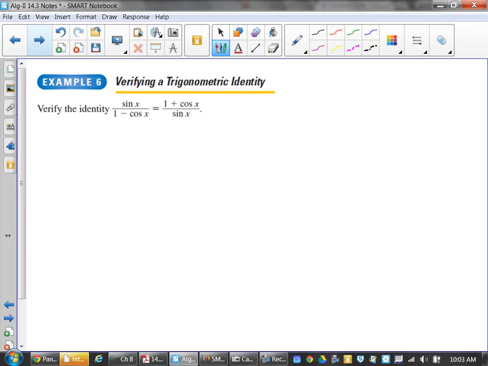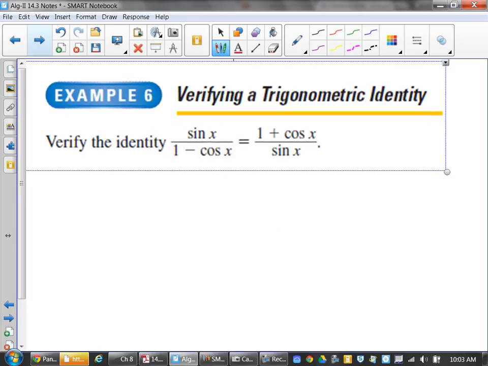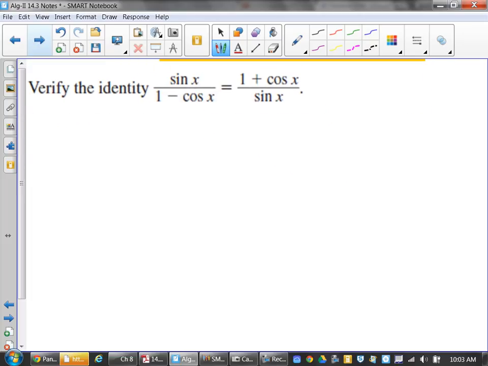Okay. Let's try another one. We're going to verify this one. We'll start with sine of x over 1 minus cosine. We want to show that it equals this when we're done. We want to show that sine over 1 minus cosine is going to equal 1 plus cosine over sine.